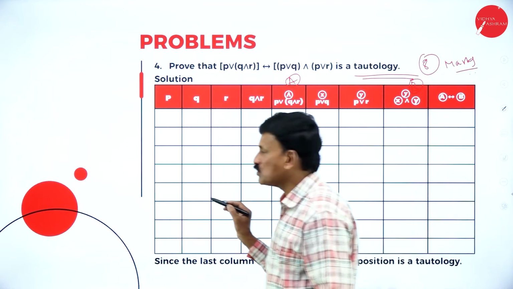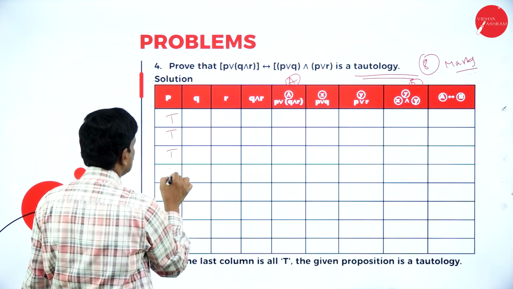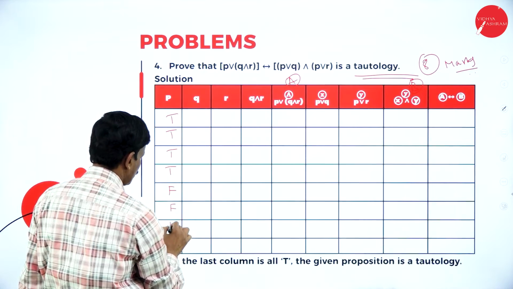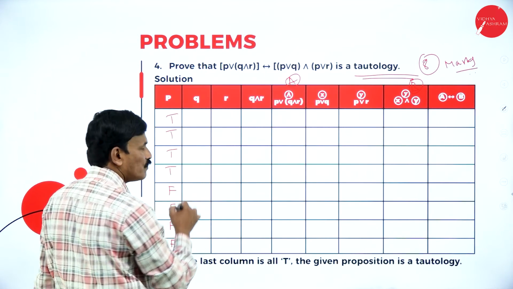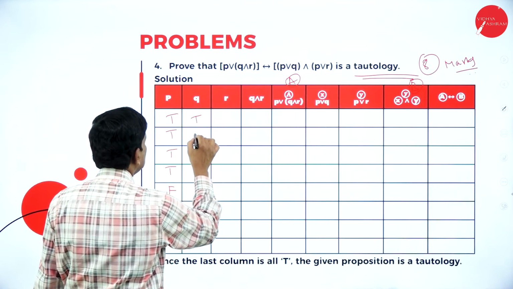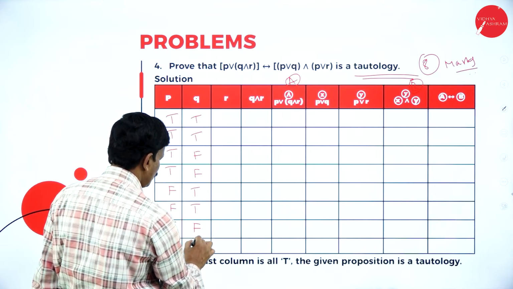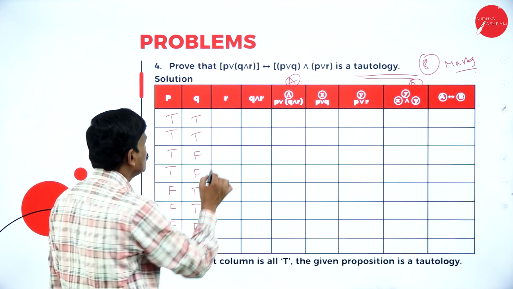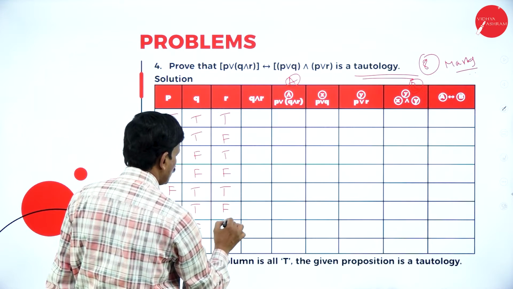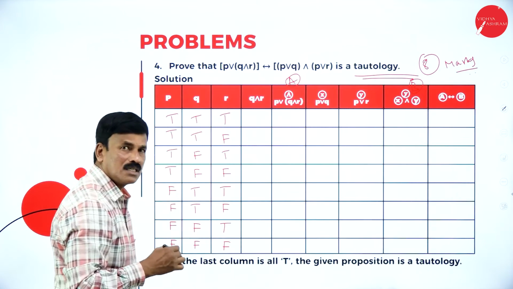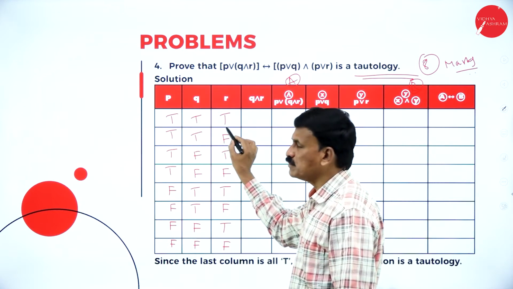Now as usual, you know the truth values for P: it is T, T, T, T, F, F, F, F. First 4 T, remaining 4 F. Now for Q it is T, T, F, F, again T, T, F, F. Now for R it is alternately true, false, true, false, true, false, true, false. That's it. Now just write down the conjunction for Q and R.